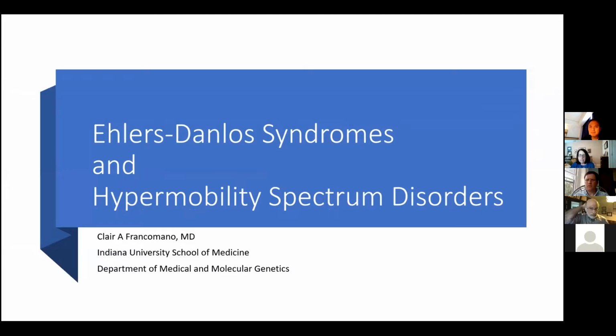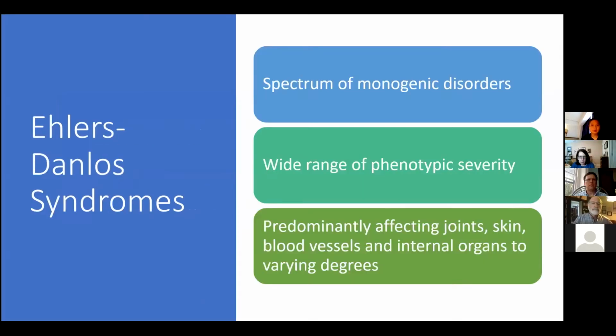Okay, so I'm going to give a quick overview of the Ehlers-Danlos syndromes and hypermobility spectrum disorders. The Ehlers-Danlos syndromes are a spectrum of monogenic disorders with a very wide range of phenotypic severity and predominantly affecting the joints, skin, and the blood vessels and internal organs to varying degrees.